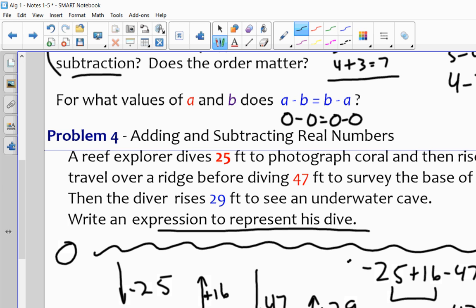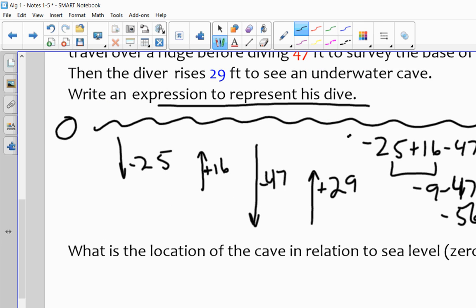I'm just rewriting it so you can see what I'm doing. -9 minus 47 gives me -56. Then negative 56 plus 29 is going to get me negative 27 feet, or he's 27 feet below the surface. Where is the cave in relationship to sea level? The cave, his last stop, was 27 feet below sea level, or below zero.